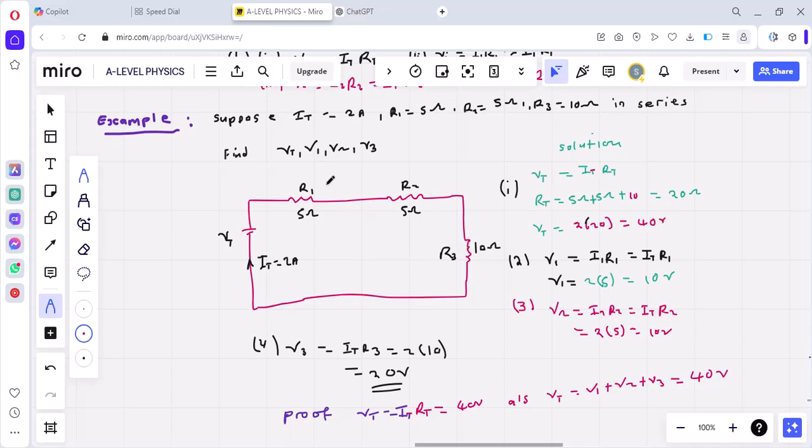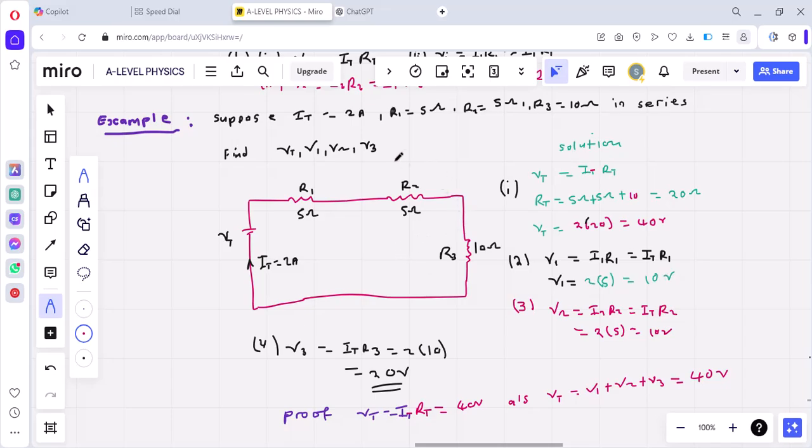How about the voltage across the 5 ohms resistor? The first one here, that will imply V1. And how do we compute V1? That is current 1 times resistor 1. But current 1 is equivalent to the total current in the circuit, that is 2. And the resistor 1, that is 5. So that will be 2 times 5. This will give us the voltage drop of 10.